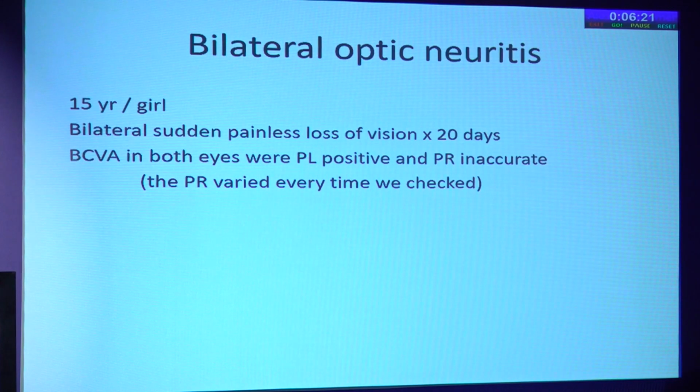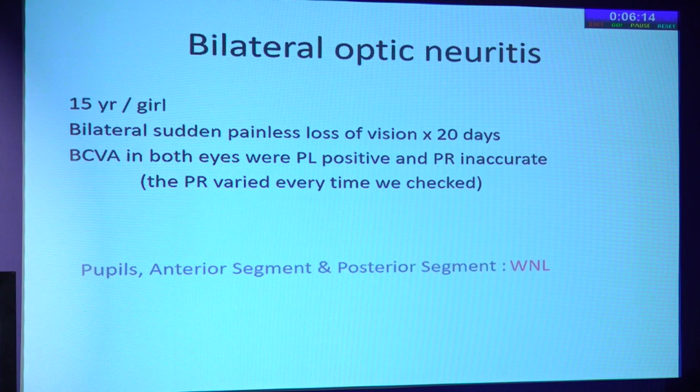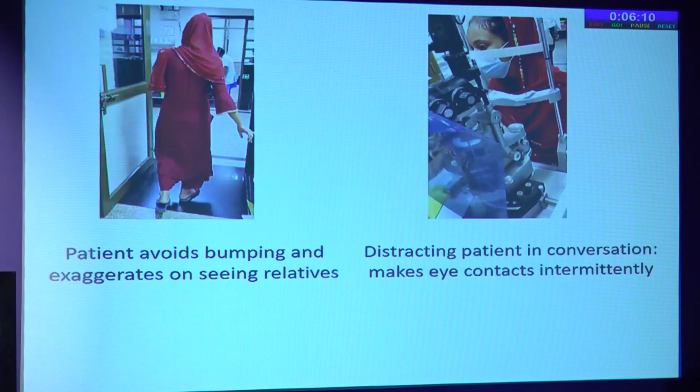This 15-year-old girl, bilateral loss of vision, PL positive, PL negative. The PR kept varying. Every once in a while, some other field would get affected. The pupils, anterior segment and posterior segment were normal. Now, this was the girl. So we brought her to a nice crowded ward that we have. We made her sit, and then we asked the patient's relatives to go, and then we kept on calling her. And that's what you have to observe, what she's up to.